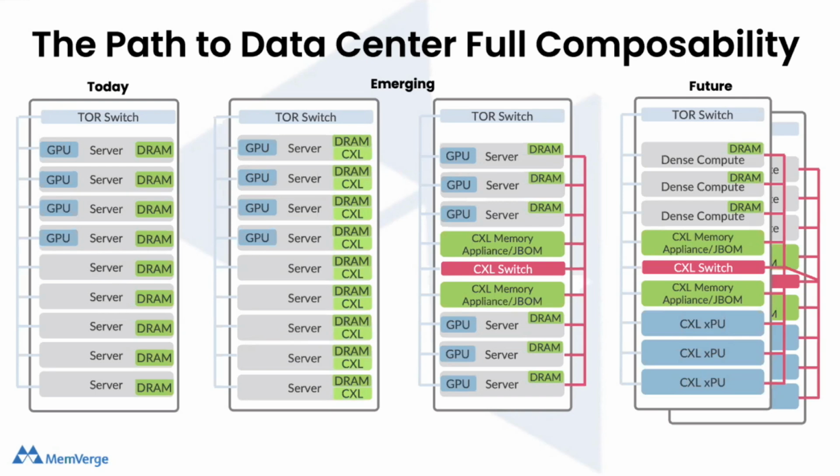And then as we go into the switched environment, we talked about JBOMs and appliances. Now you can imagine each host doesn't need as much local DRAM, because memory is available via the pool. And then as we get into the future and multi-level CXL switches, we might get CXL GPUs and network cards, the type 1 and type 2 devices. Those could potentially go into their own JBOMs. And now you have a fully composable data center where you just have dense compute nodes with a small amount of DRAM. Memory is external in pools and they can all access it.